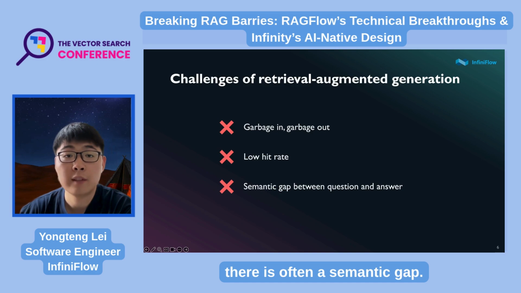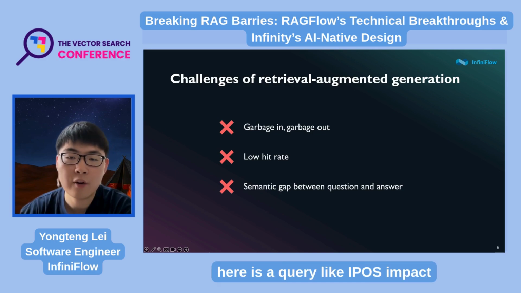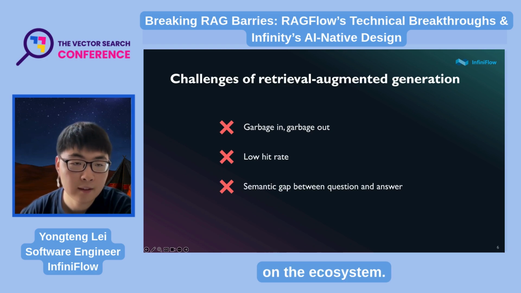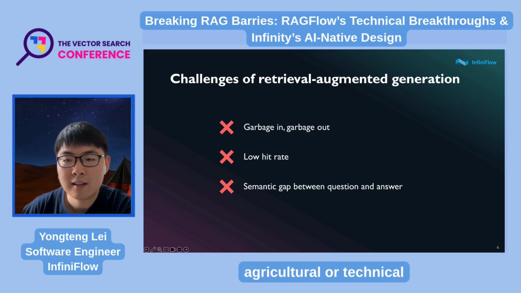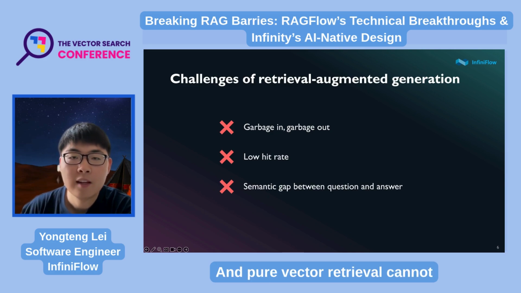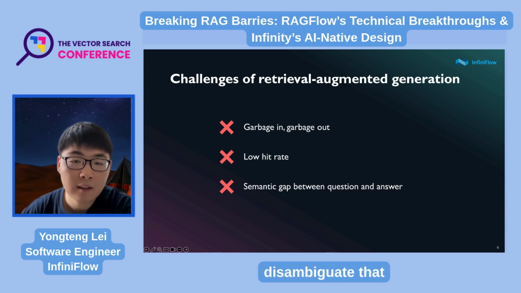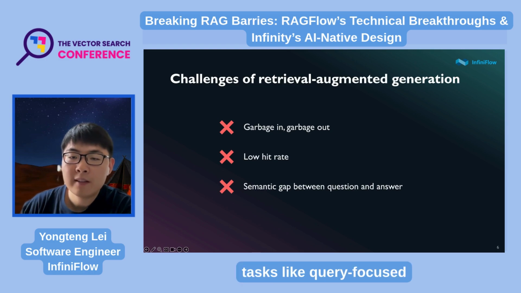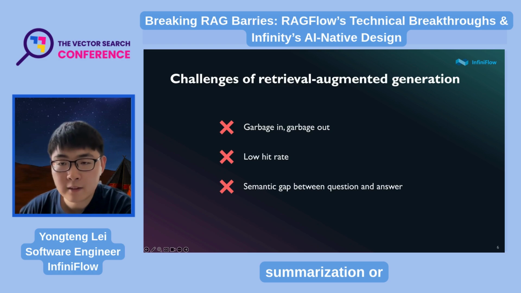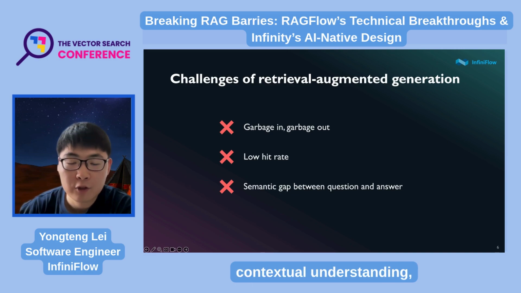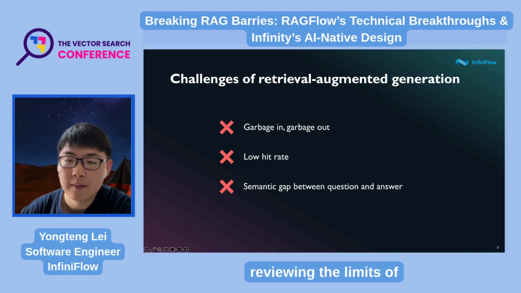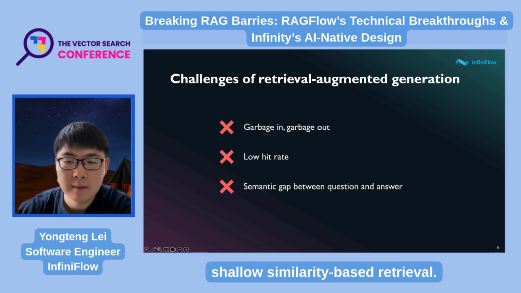Third, there is often a semantic gap. For example, here is a query like Apple's impact on the ecosystem. This could refer to agricultural or technical context. And pure vector retrieval cannot disambiguate that very well. So moreover, tasks like query focused summarization or multi-hop question answering highly rely on contextual understanding, revealing the limits of shallow similarity-based retrieval.